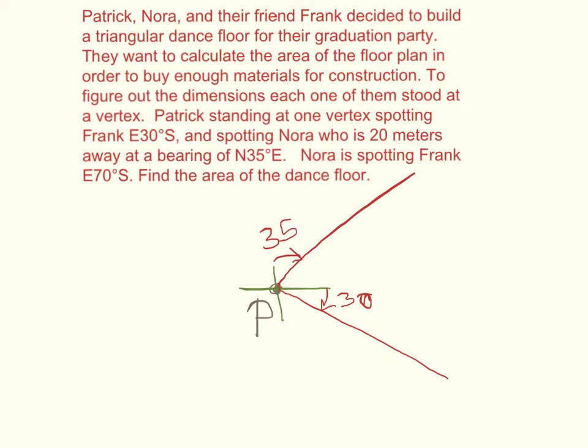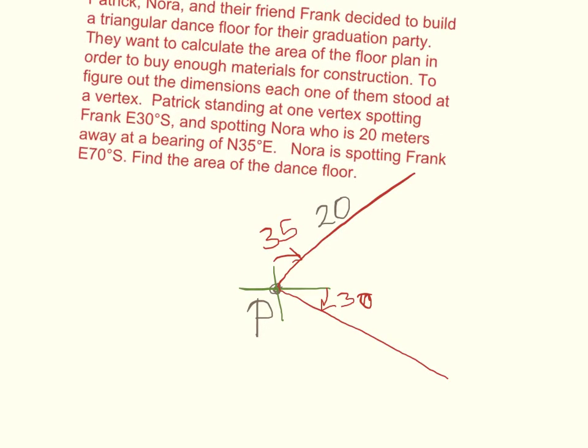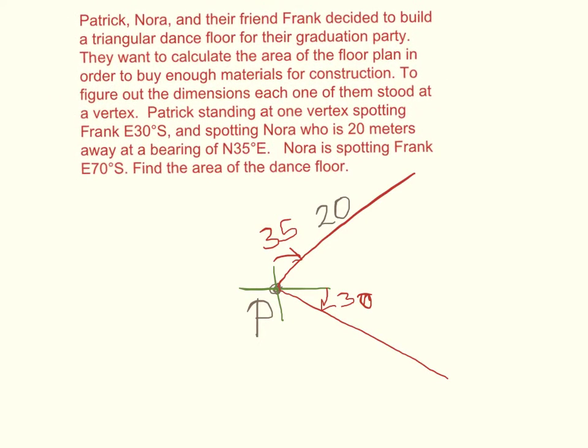So it's very important that we put our angles in the correct spot. From the north towards the east, because the north came first, so we start from the north towards the east. Similarly, previously on this angle right here, east 30 south, that means we start from the east. Alright, and Nora is 20 meters away, so the problem gave us this part right here, that this is 20 meters.